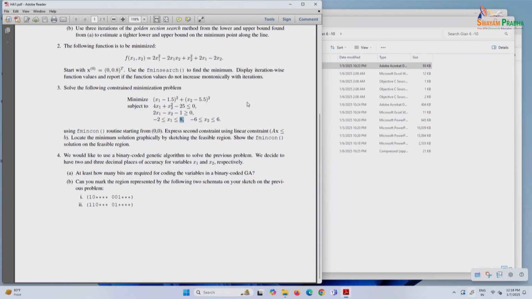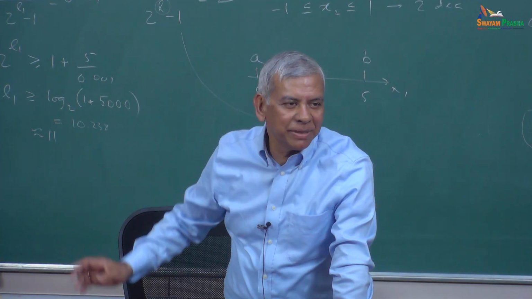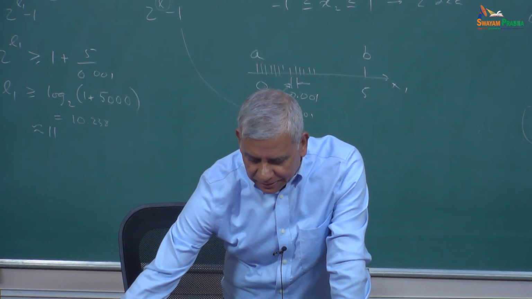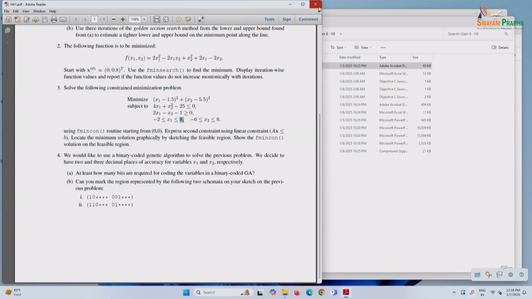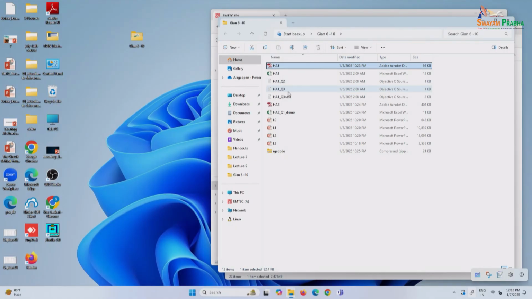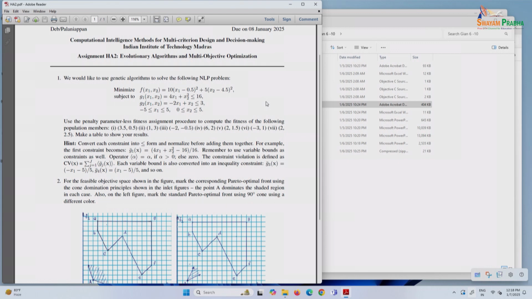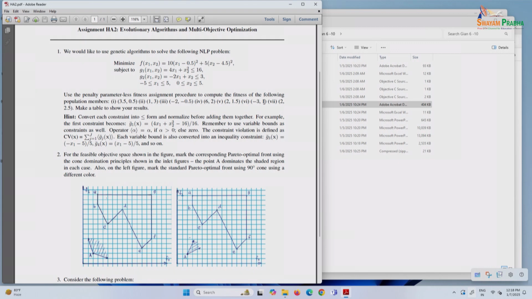Okay. Any question about the schema stuff and how to get the number of bits? Simple exercise, right? All right. Now I go to HA2. So solve problem 4 from HA1 as a part of HA2. Okay. Now come to HA2.